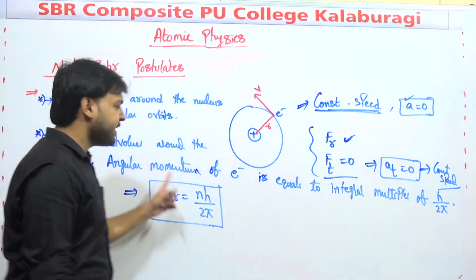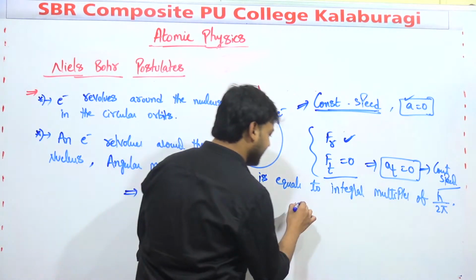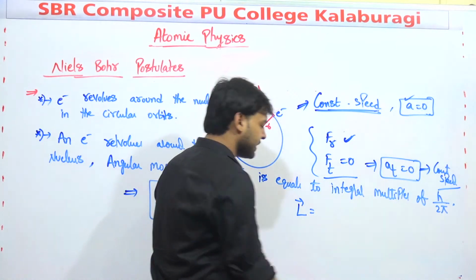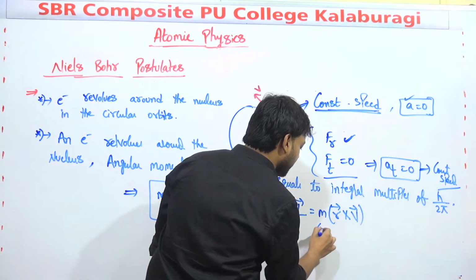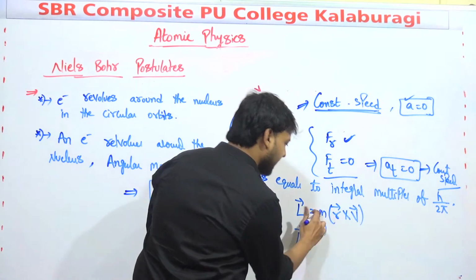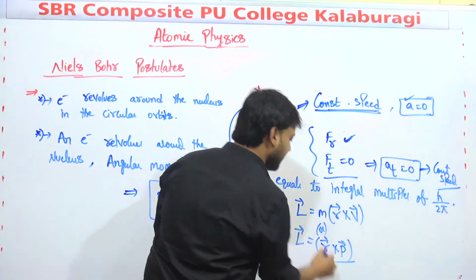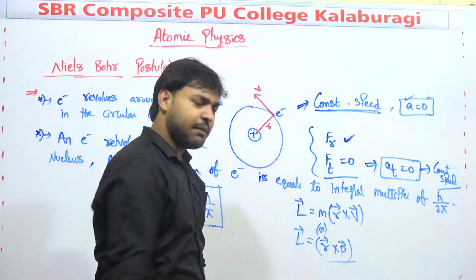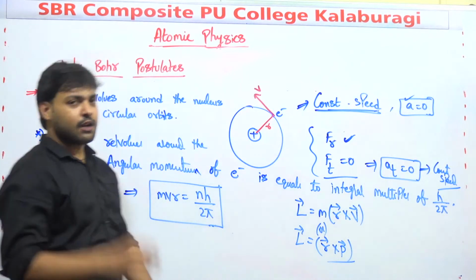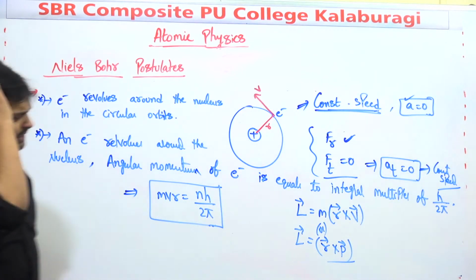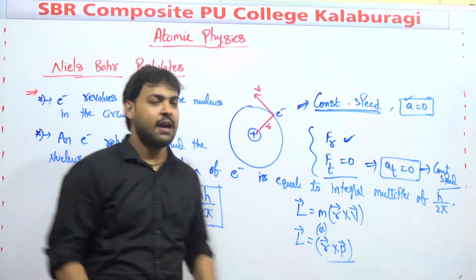I think we know about angular momentum. We studied it in 11th. So what is angular momentum? If I write it as L bar, it is equal to m into r bar cross v bar, or we can write it as r bar cross linear momentum, since mv is nothing but linear momentum. So I can write it as r bar cross p bar. So that will be the angular momentum: L bar equals r bar cross p bar. Try to understand this point now.